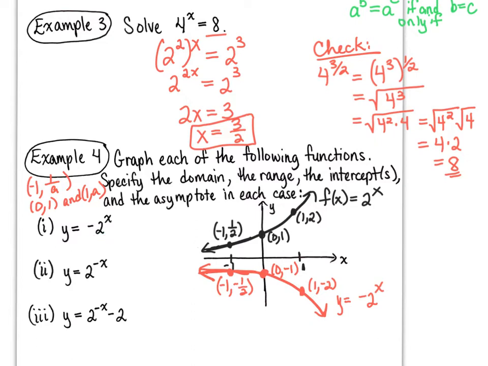Now, notice that for part 2, you have y is equal to 2 raised to the negative x. That's the same thing as 2 raised to the -1 raised to the x. What's 2 raised to the -1? 1/2. Good. So this is the same thing as 1/2 raised to the x. What do you expect to happen to the graph? Increasing or decreasing?